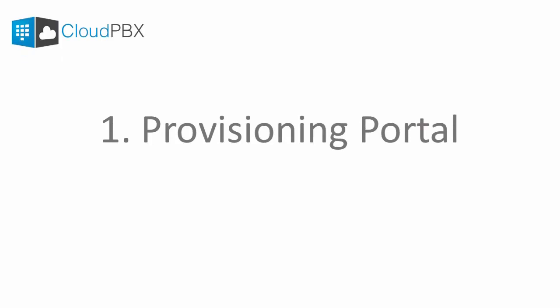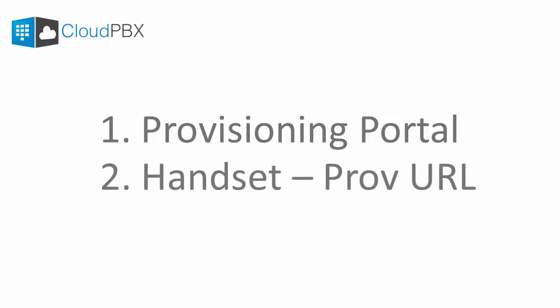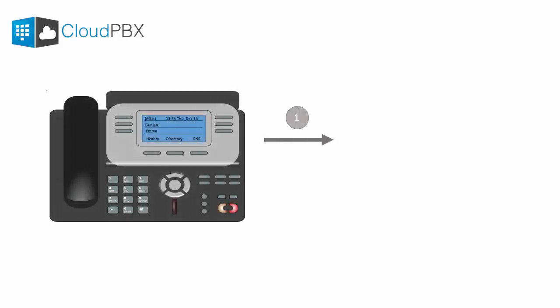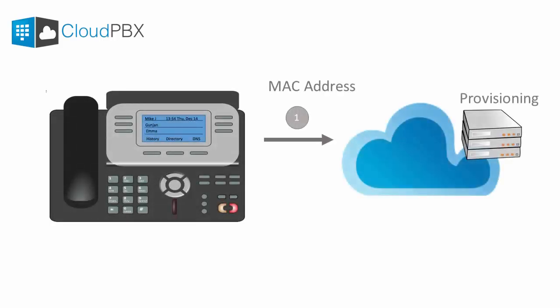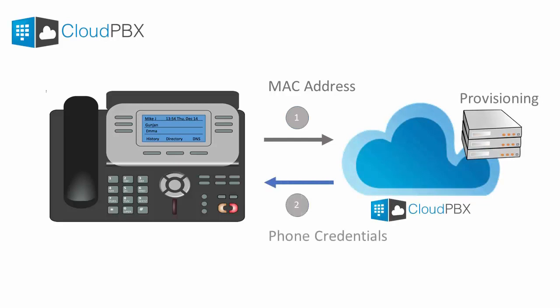Firstly, on our side, you'll associate the phone's MAC address with a phone number on your account using our device provisioning portal or system. And secondly, you'll get your phone to present its MAC address to our provisioning system on the phone's boot up. We security check the phone's certificate and hand out the phone's credentials, including any other features programmed through device provisioning. The trick is how the handset gets to our provisioning servers.